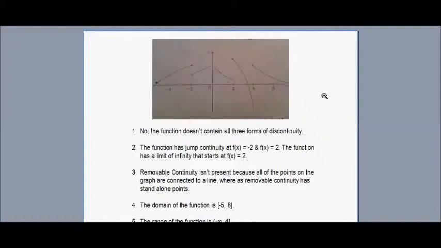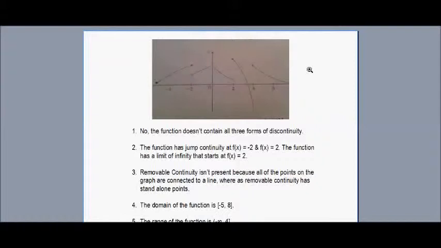So the first problem asks, are the three types of discontinuity present? Well, if you look at the function that I've copied and pasted off of the worksheet onto the window, you notice that the function doesn't have three forms of discontinuity, which brings you to number two. Explain where the points of discontinuity arise.